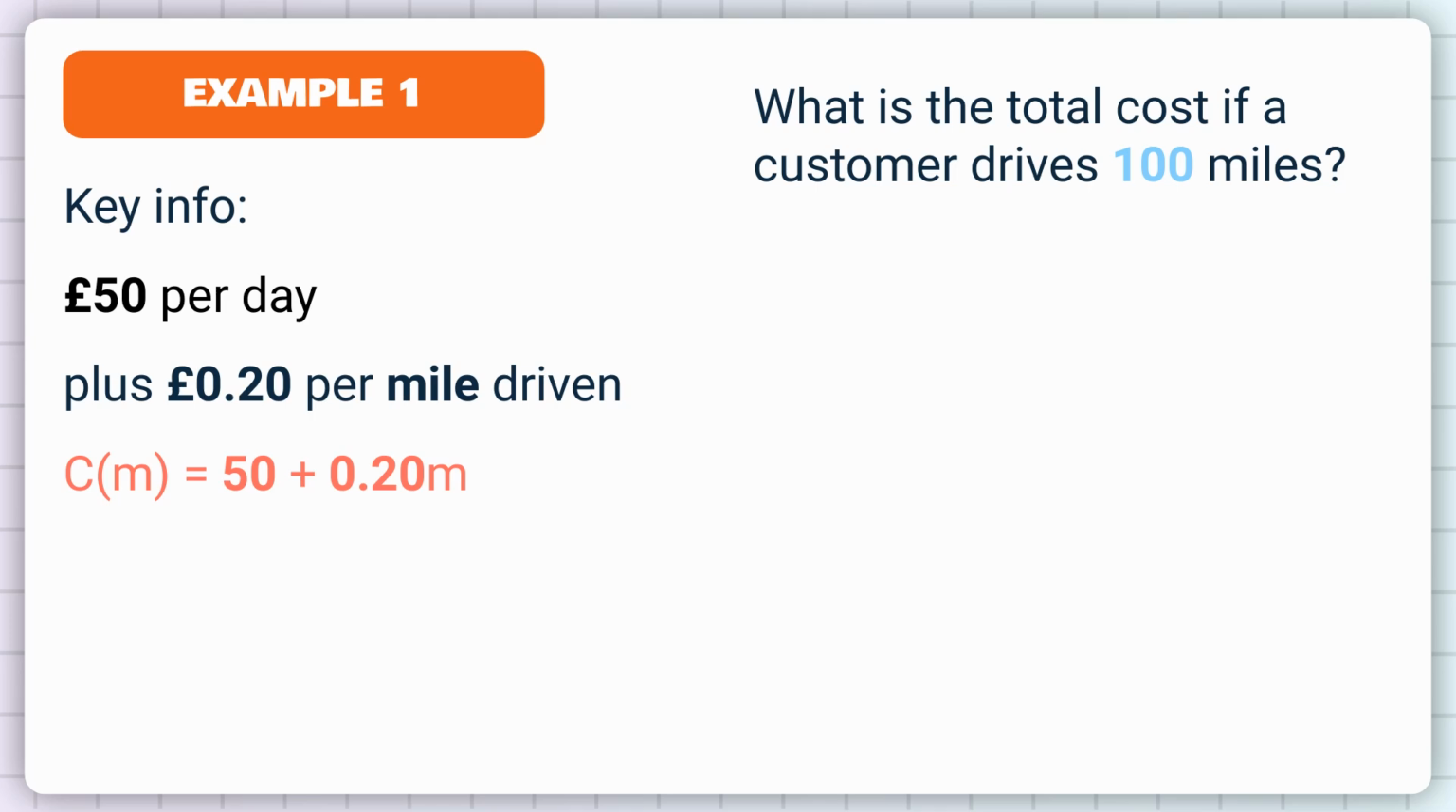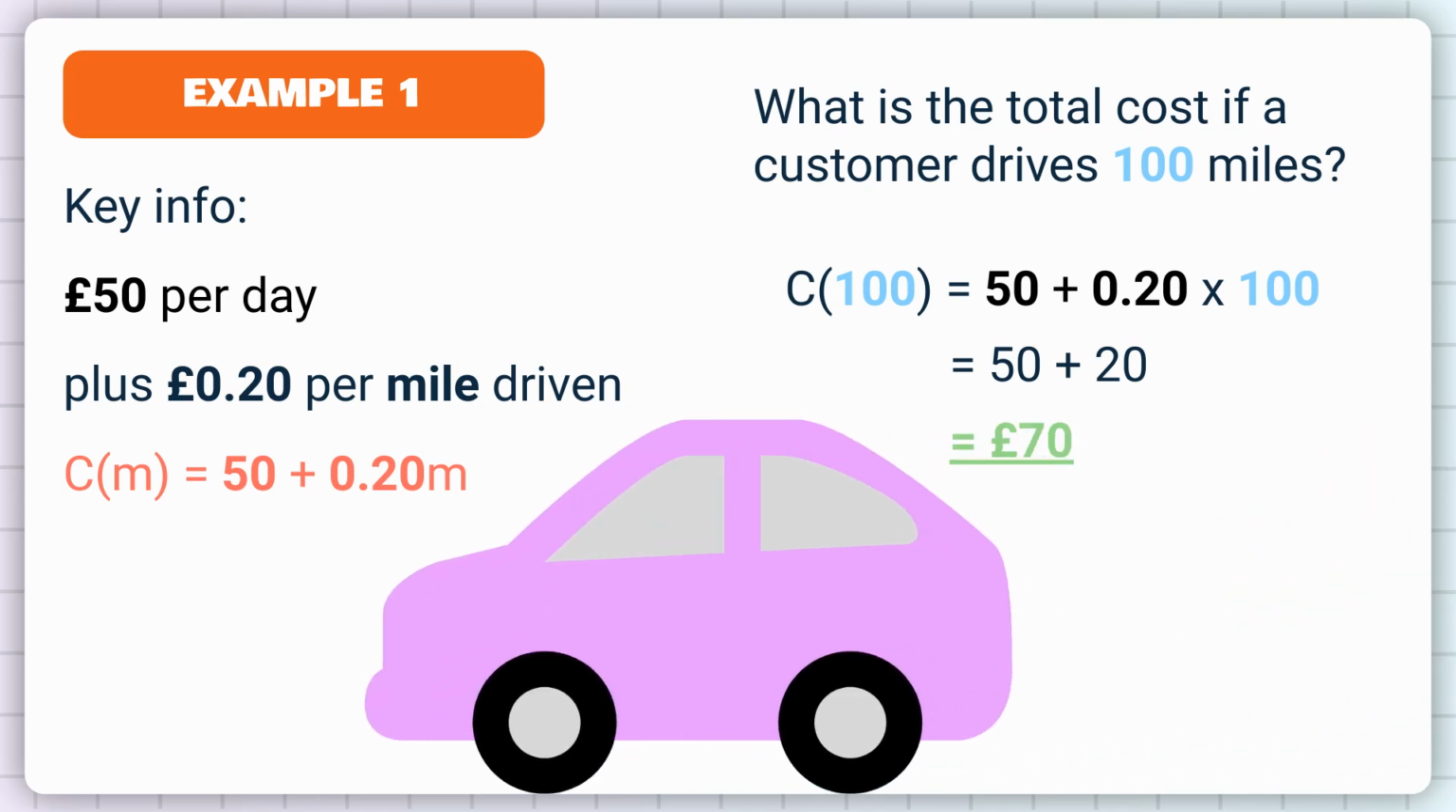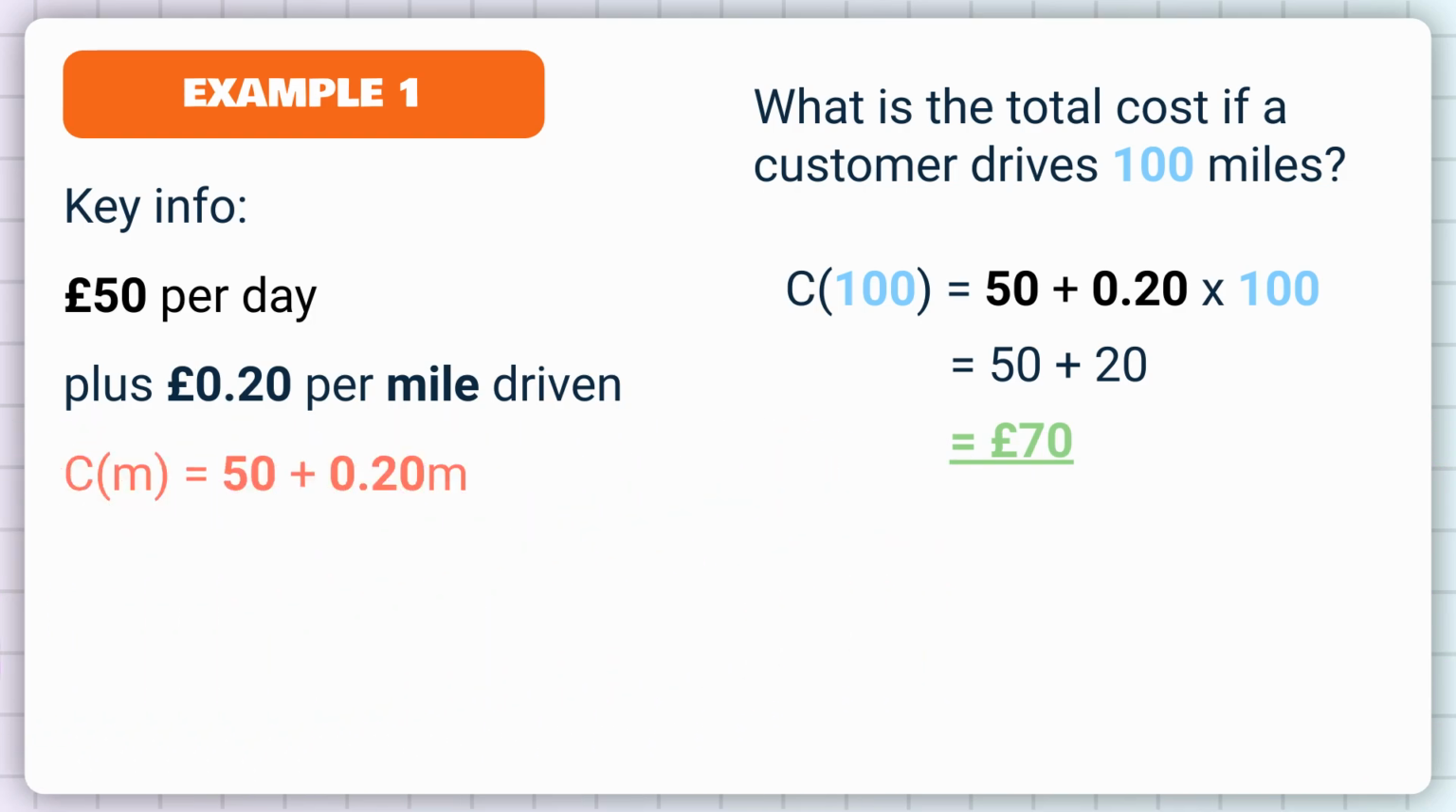Using the function, we can substitute m with 100. So c of 100 equals 50 plus 0.2 times 100. We can then do 0.2 times 100, giving us 20. 50 plus 20 equals 70. So if a customer drives 100 miles, the total cost will be £70. This shows how functions can help us model a real-world scenario and quickly find the answer.